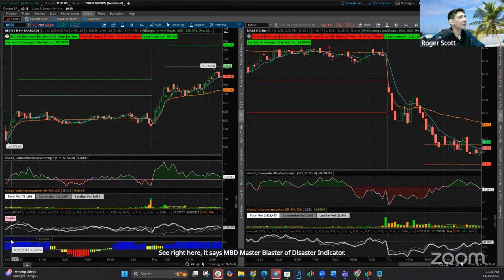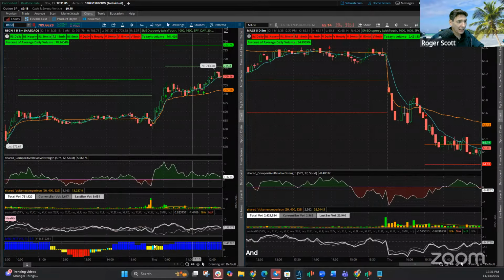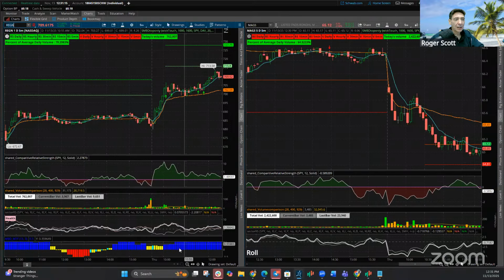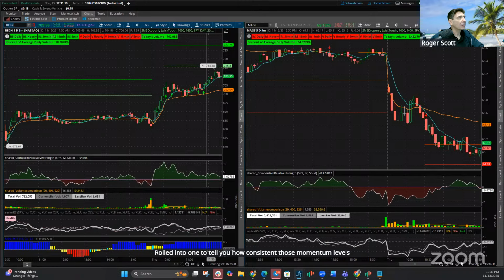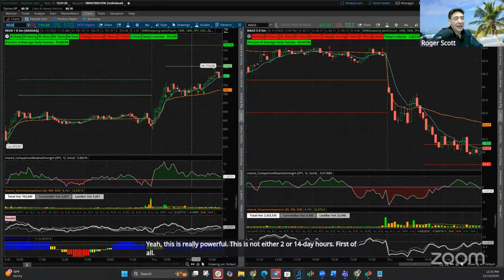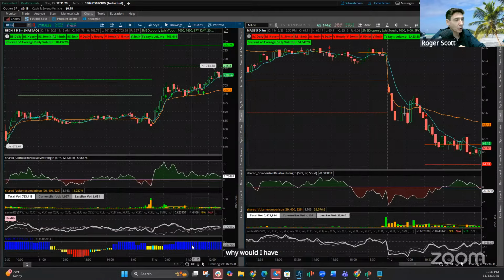And what this is telling us is this is using a 5-minute momentum, 15-minute momentum, and a 45-minute momentum rolled into one to tell you how consistent those momentum levels are. Yeah, this is really powerful. This is not your 2 or 14-day RSI. First of all, the 14-day RSI stands for really stupid indicator. Why would I have that on my chart? I wouldn't.